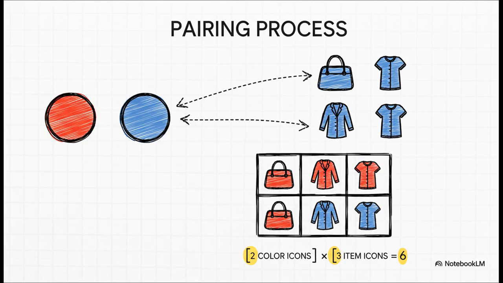Okay, let's do this one by one. First, let's take red. We can pair red with the bag, right? That's one. Red with the coat, that's two. And red with the shirt, that's three. So three pairs with red. Now let's do the same thing for blue. Blue with the bag, blue with the coat, and blue with the shirt. That's another three pairs. So what's the total? We had two items in the first set and three in the second, so 2 times 3 is 6. 6 total pairs. See? Ekdam simple.